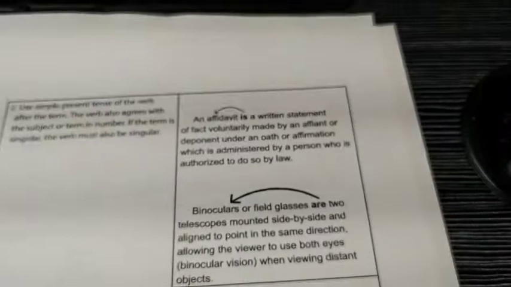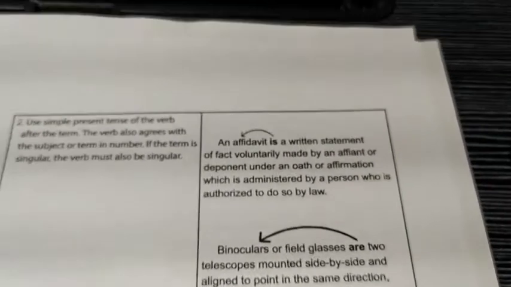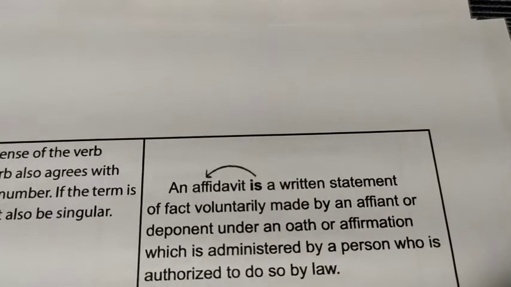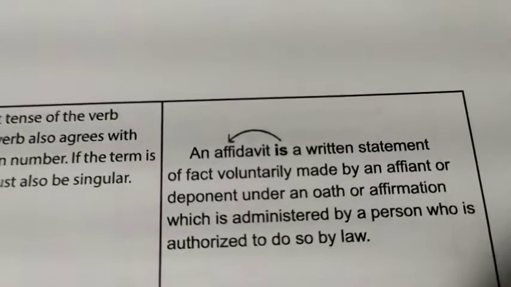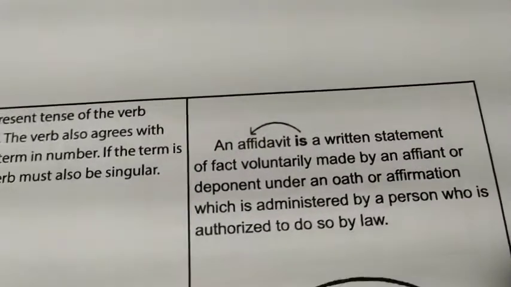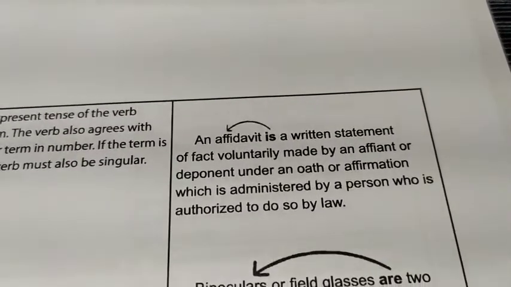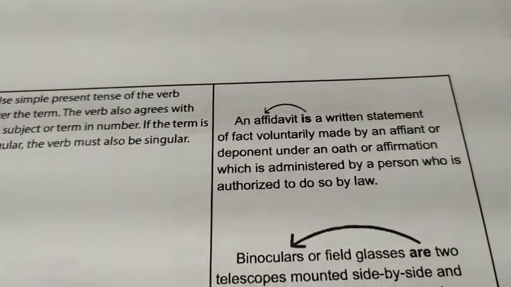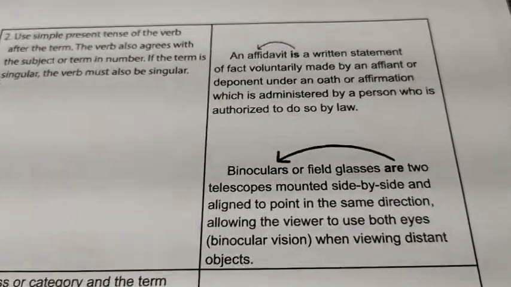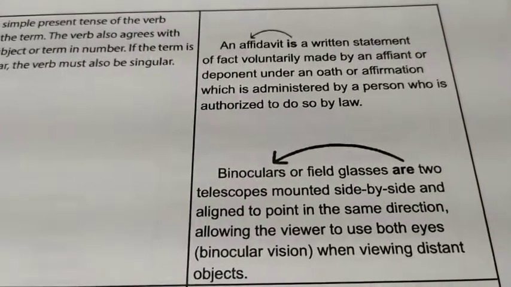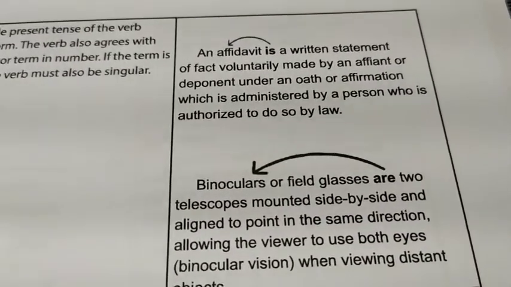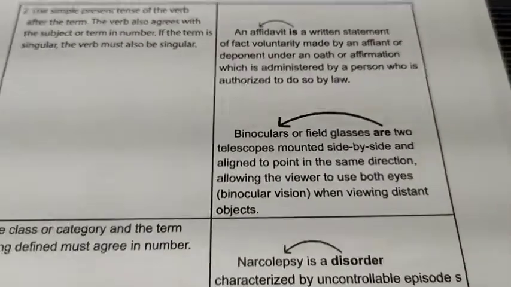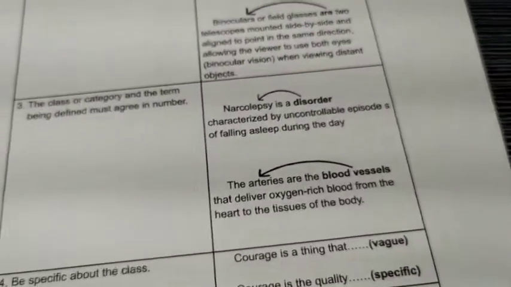So if your subject is singular, therefore, you will also use a singular verb. Affidavit is singular, therefore you will use the word is, or it can be has, whichever is more appropriate to the sentence. However, if it is plural like binoculars, then you will use are or have, which is more appropriate to the sentence. But it should always be in the present because it's a universal fact.